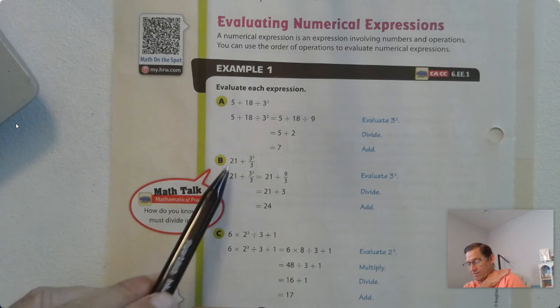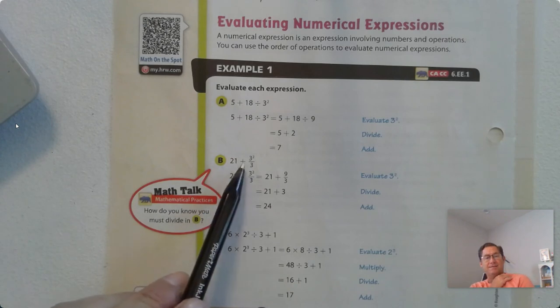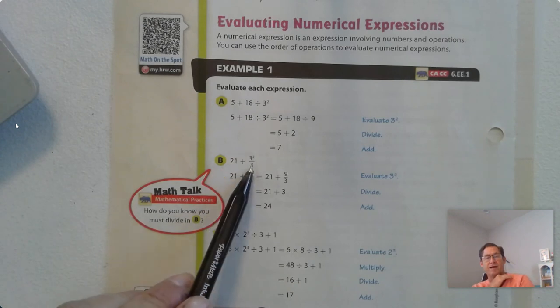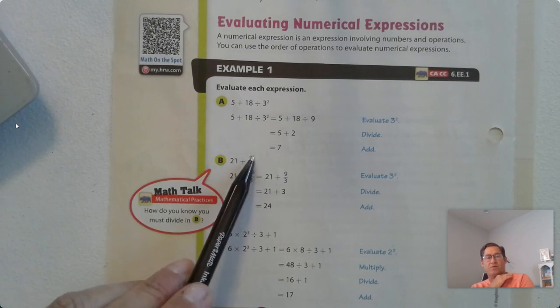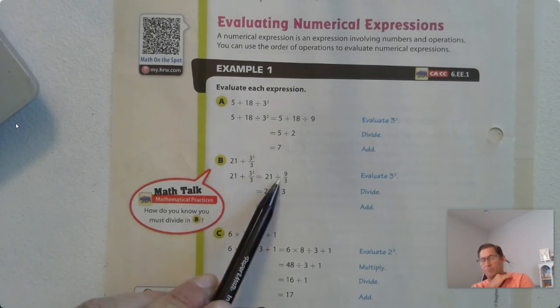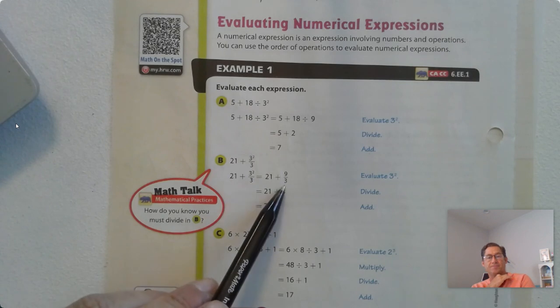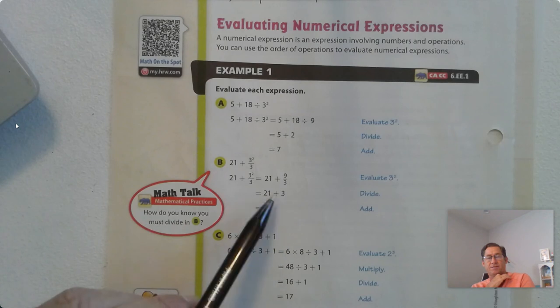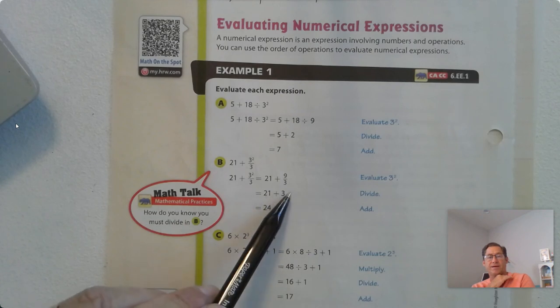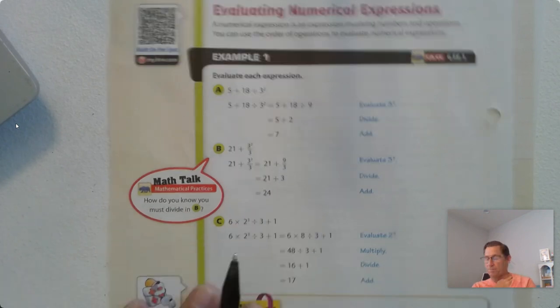All right, in B, we have 21 plus the second power of 3 divided by 3. Well, we're going to go ahead and simplify the 3 squared first. So we have 21 plus 9 over 3. Now we're going to divide, because this means division. So 21 plus 3. 21 plus 3 is 24.